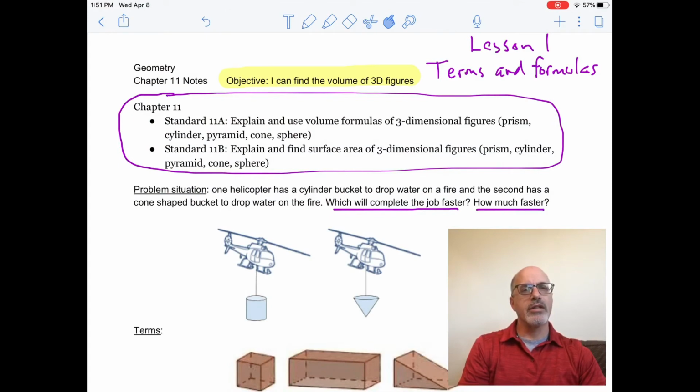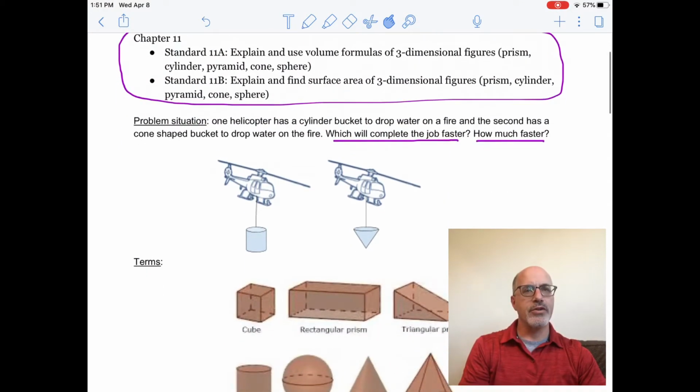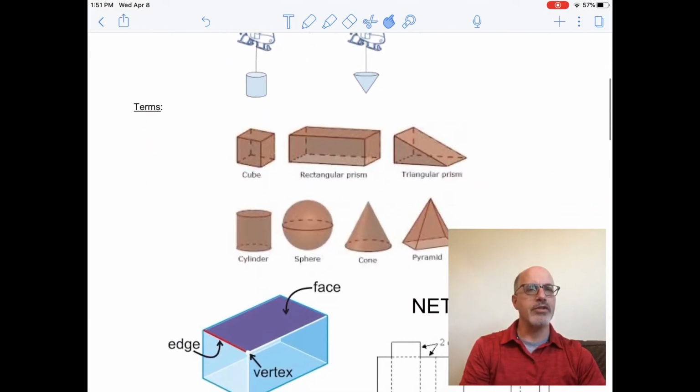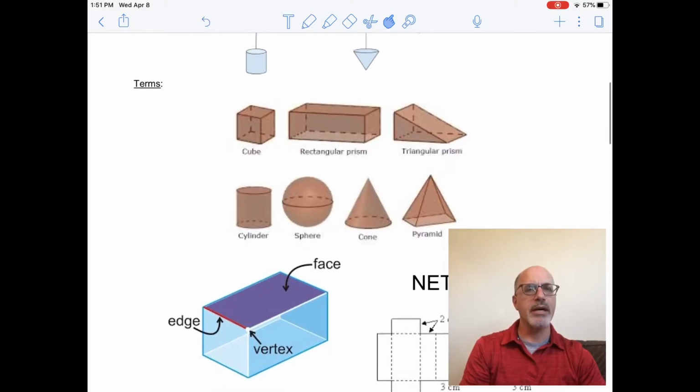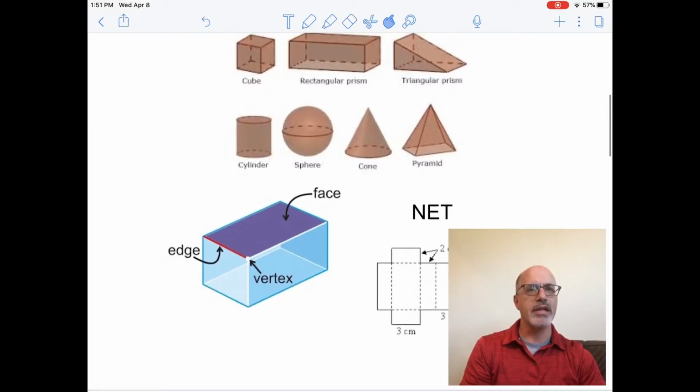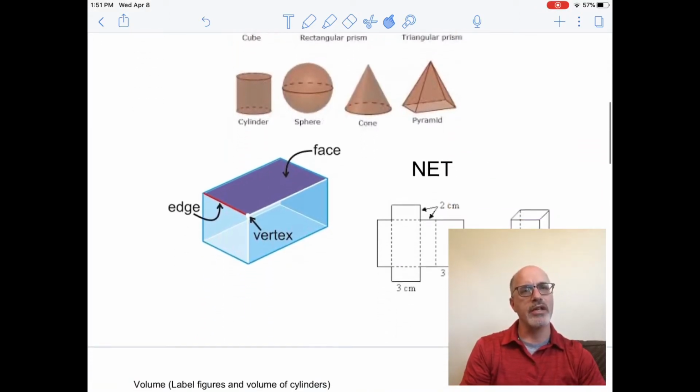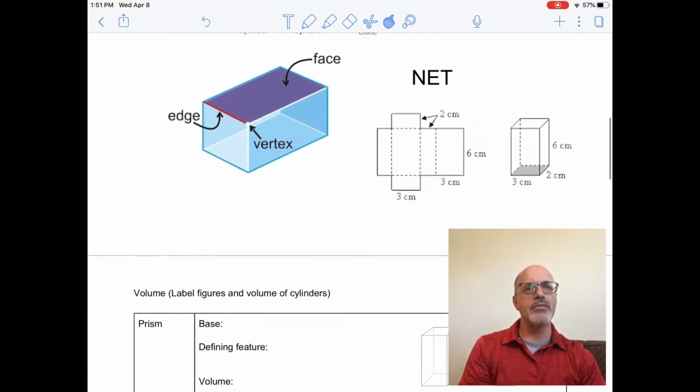We're going to take a look at these three-dimensional figures, and we'll be using these quite a bit in the next section. We want to look at cubes, rectangular prisms, triangular prisms, cylinders, spheres, cones, and pyramids. We'll talk about how we do the volume of them this section, and then we'll do surface area in the next one. So first of all, some terms that we have.